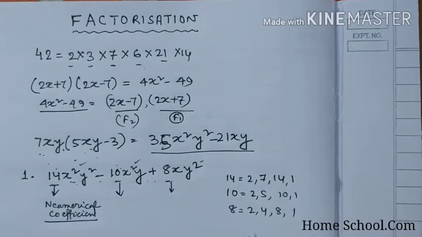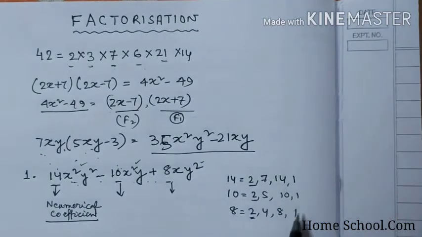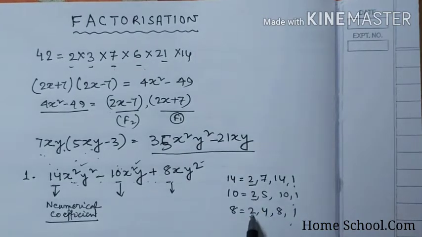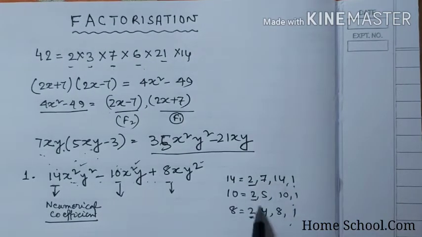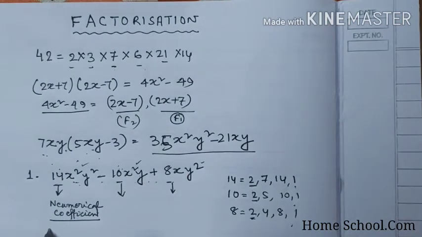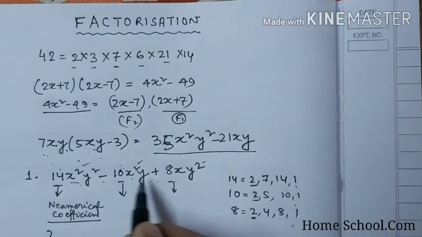But if you see the highest common factor, what is the highest common factor? In all cases, 2 is the highest common factor. 1 is the lowest common factor, but 2 is the highest common factor, and the rest are not common. So 2 is the highest common factor here. So you have to take the HCF of 14, 10 and 8. So you get 2. Now x square, x.